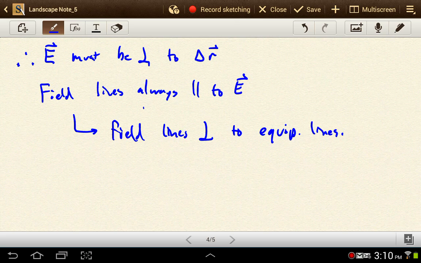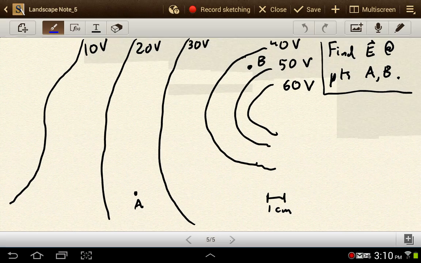Okay, so now I have prepared an example for us here. First of all, this is a little sketch I drew of just a sort of a voltage problem. So if we want to find the electric field at points A and B, now I can't find the angles numerically, and obviously this is a crude drawing, but what I want to do first is sketch in field lines that go through points A and B. So they have to be perpendicular to the equipotential lines.